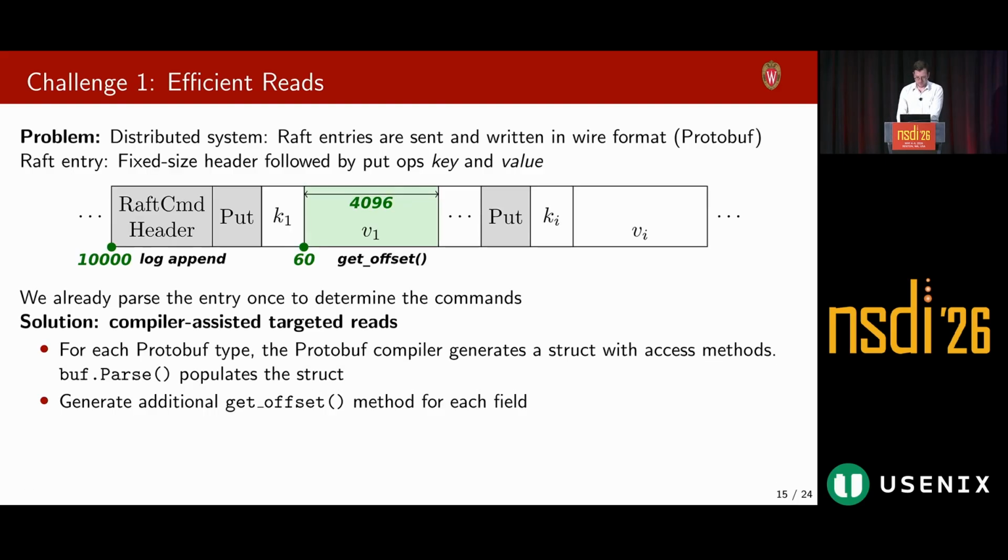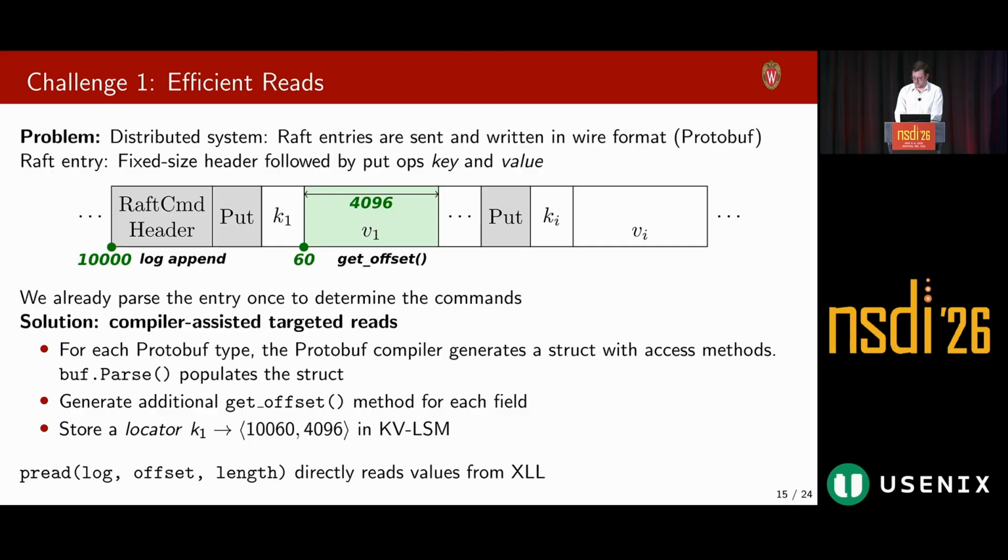In the example, this raft entry is written at byte offset 10,000 in the log, but the byte offset of V1 is byte 60 within the raft entry. V1 also has a length of 4096. Then in the KV LSM tree, we're going to store a special locator for key 1: a pair of that total offset, so 10,000 plus 60, and then the length, 4096. When we want to read the value associated with that key, we just do a pread from the log using the offset and length stored in the locator.